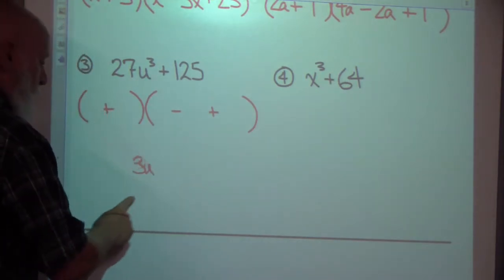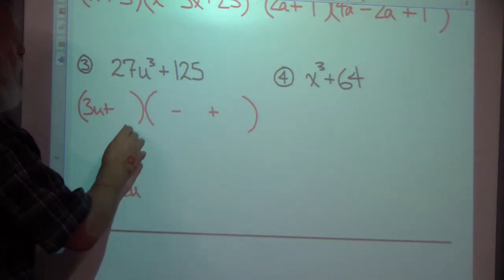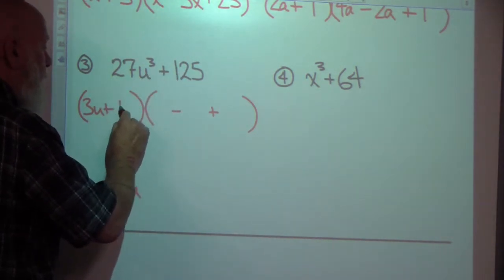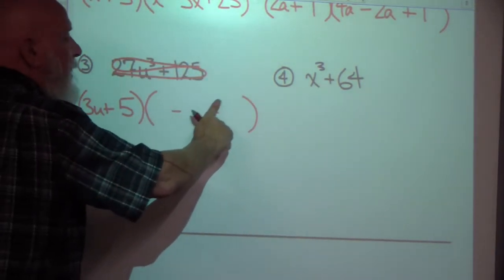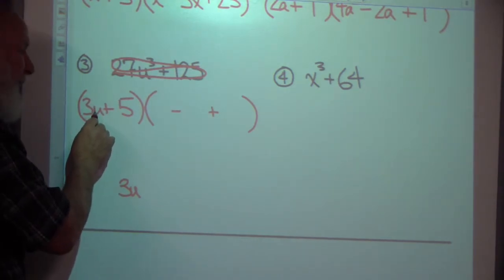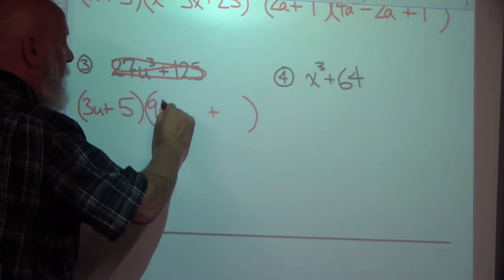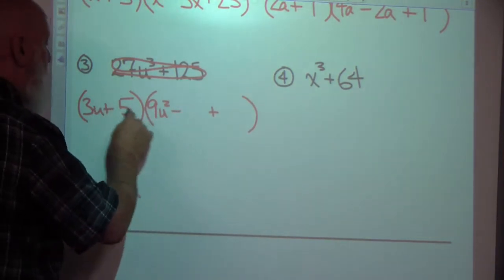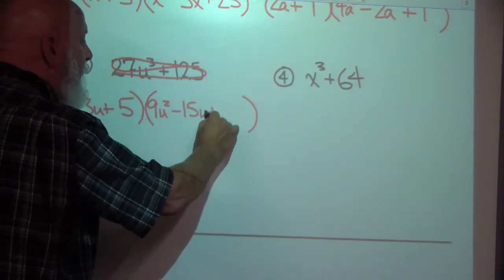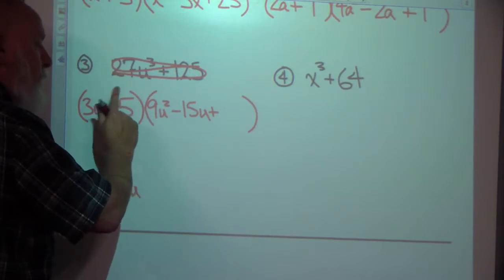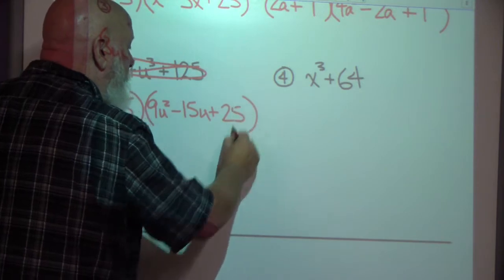Take the cubed root of this one and put it here. Take the cubed root of this one, put it here. And we're done messing with this. To figure out what goes in these blanks, we square this one, multiply it by itself. 3u times 3u is 9u squared. Multiply these two together for this one, that's 15u. 5 times 3u, 15u. And then square this one. That means multiply it by itself. 5 times 5, put that here, and we're finished.